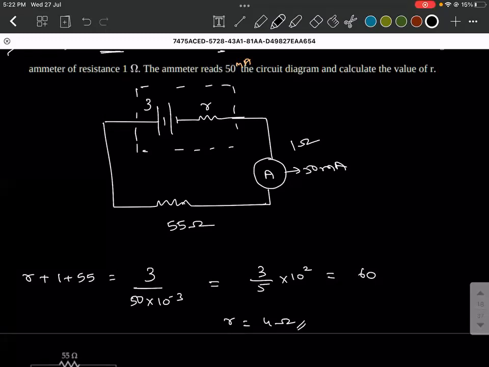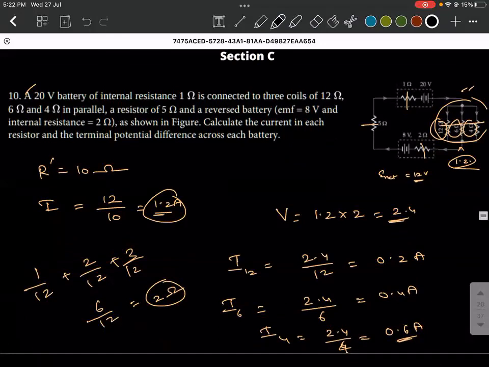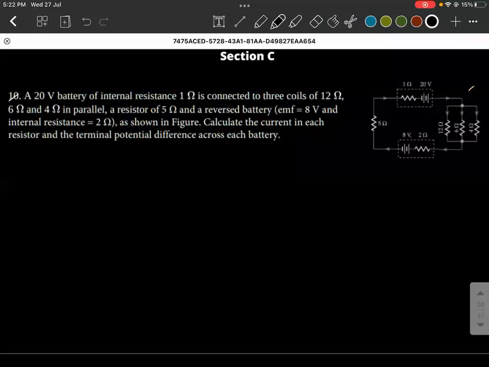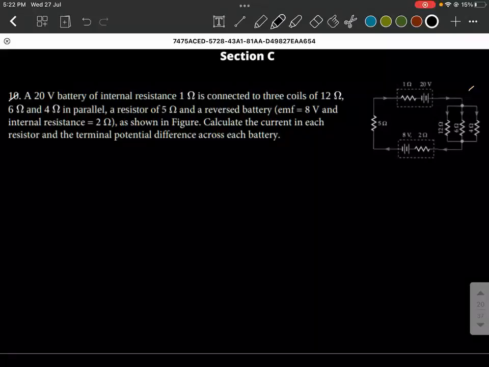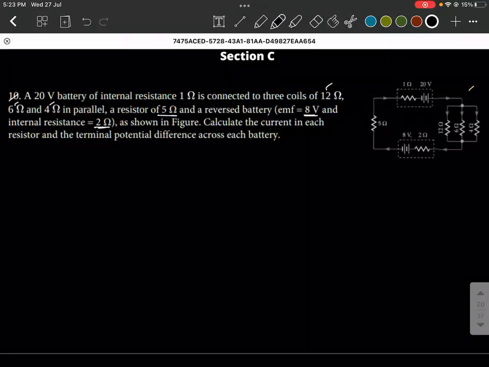Yeah, shall I proceed? Can you try this? There is a 20-volt battery of internal resistance 1 ohm, which is connected to 3 coils of 12 ohm, 6 ohm, and 4 ohm in parallel, and a resistor of 5 ohm. And a reverse battery of EMF 8 volt and internal resistance 2 ohm, as shown in the figure. Calculate the current in each resistor and the terminal potential difference across each battery. Can you do that?